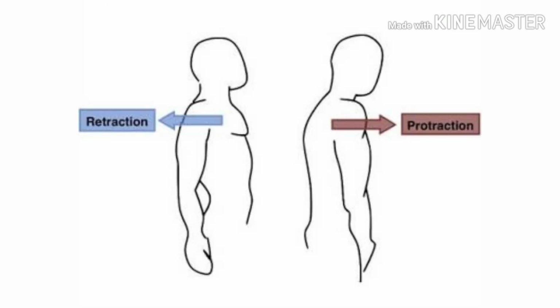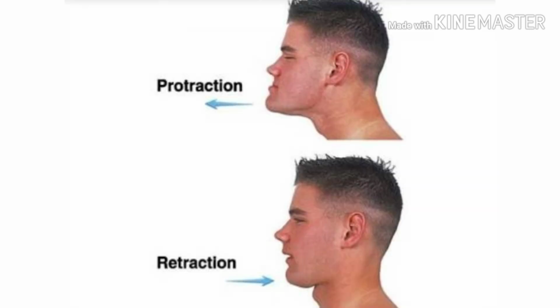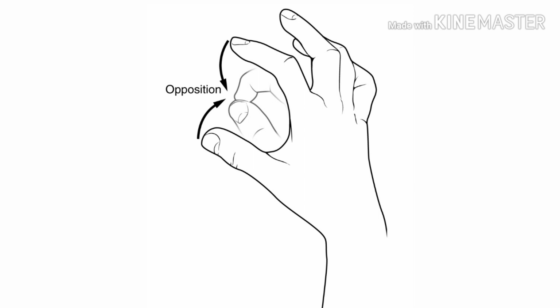Retraction. It is the backward movement from protrusion. Protraction. The action of extending a part of the body. Opposition. It is a combination of abduction, medial rotation and flexion. This movement characteristically occurs in the thumb as shown in figure.